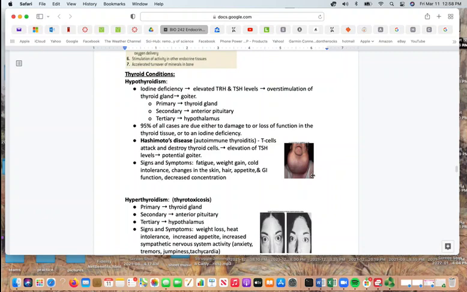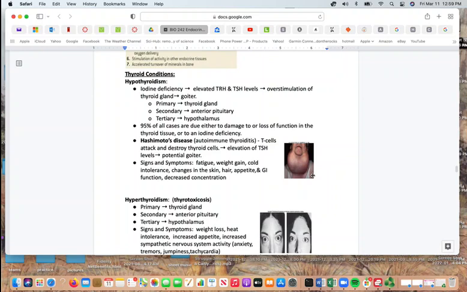Goiters are, in this country, detected well before they get to that point. With Hashimoto's thyroiditis, this one is autoimmune. So the T cells attack and destroy thyroid cells. So you'll end up with elevation of the TSH levels, and there is the potential for a goiter to form with that.